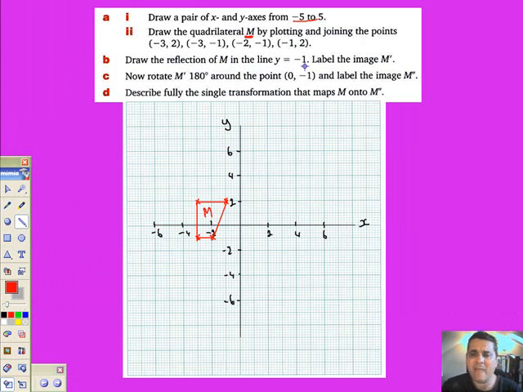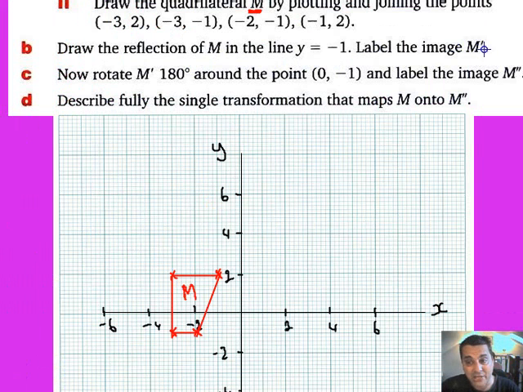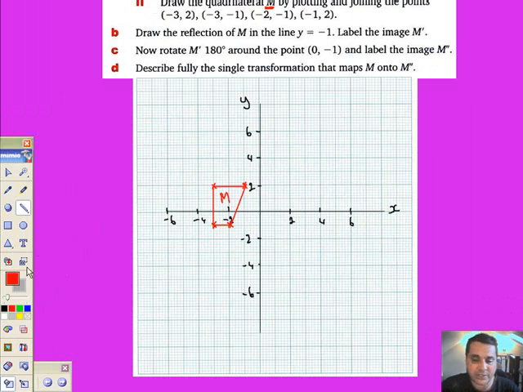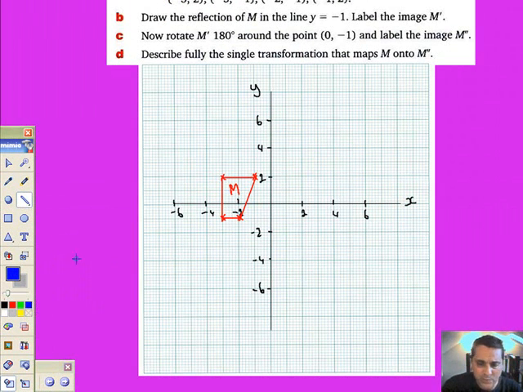Reflect M in the line y equals -1 and label the image M dashed. Please note that's M dashed. So let me first of all draw the line y equals -1. So okay, y equals -2, that's y equals -4, y equals -3. So this right across there is the line y equals -1, and I'll label it as such because it's true.